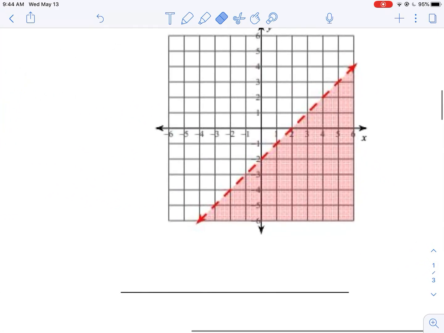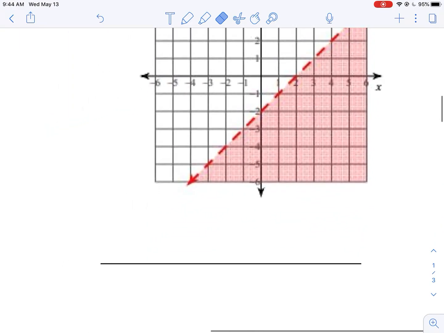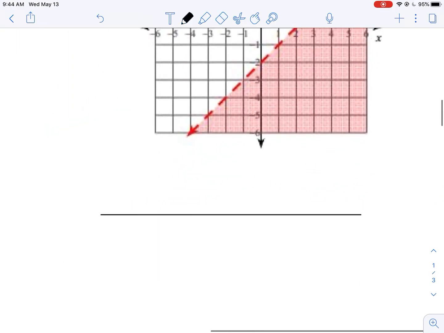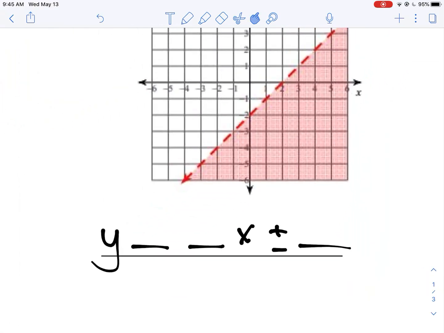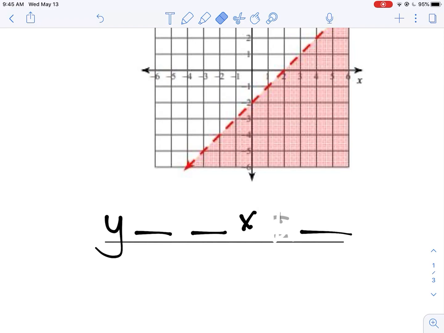All right, and this is the last one I'm going to do with you. All right, so let's set it up again. Y blank blank x plus or minus blank. Let's take a look at our y-intercept here. Oh, we got -2 this time, so it's going to be -2. Y blank blank x minus 2.